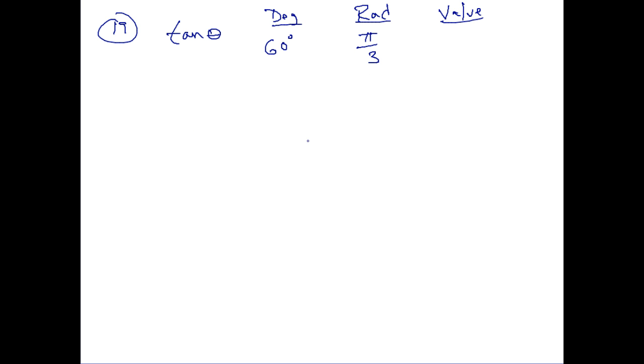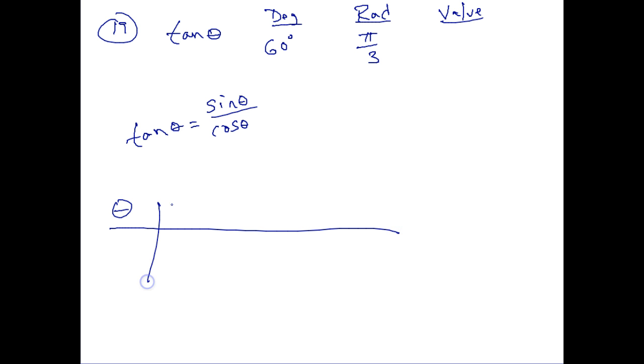Well, we can use our values. Remember, tangent is going to equal sine theta over cosine theta. So the question is, what's sine of pi over 3? What is cosine of pi over 3? If we remember from our table, we can make a table of all of our values. Pi over 6, pi over 4, pi over 3, that's the one we want.